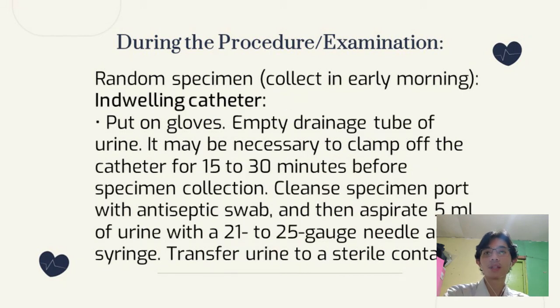For patients with an indwelling catheter, put on gloves, empty the drainage tube of urine. It may be necessary to clamp off the catheter for 15 to 30 minutes before specimen collection. Cleanse the specimen port with an antiseptic swab, and then aspirate 5 ml of urine with a 21 to 25 gauge needle and syringe. Transfer urine to a sterile container.